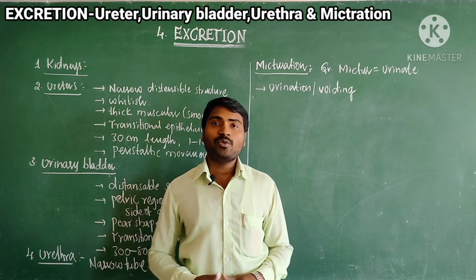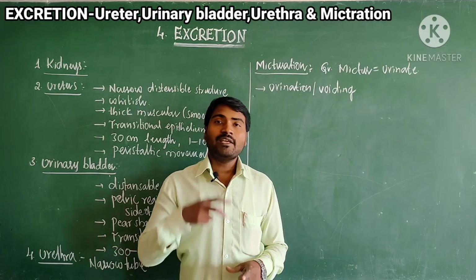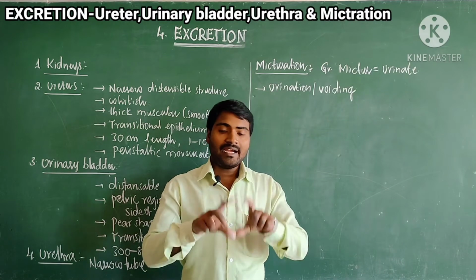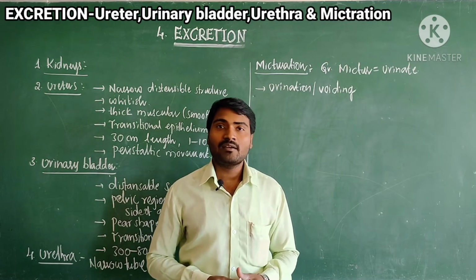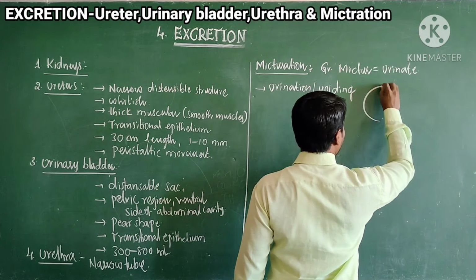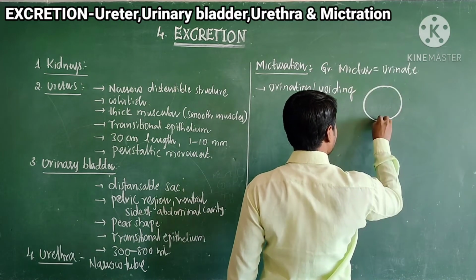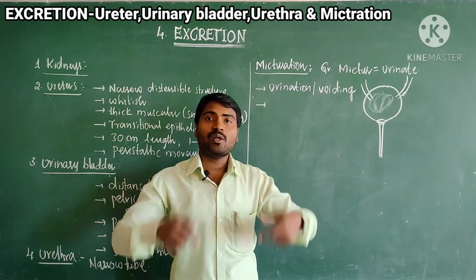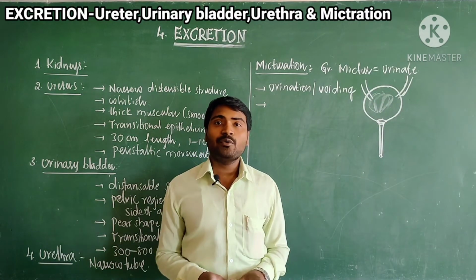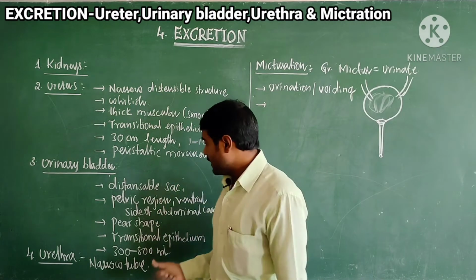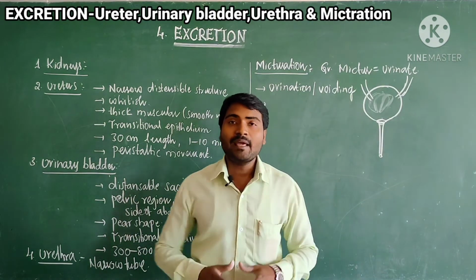So how does urination take place? When the urine is formed in the kidney, it passes through the ureter and gets stored in the bladder. We know that. So this urinary bladder, from both sides the ureters open into the bladder. Here urine is temporarily stored. We know that bladder capacity is nearly 300 to 800 ml.